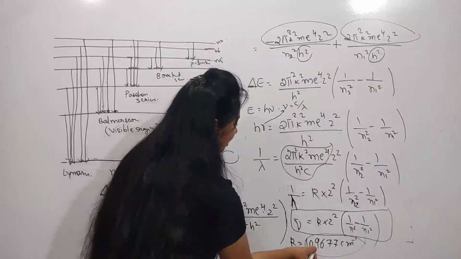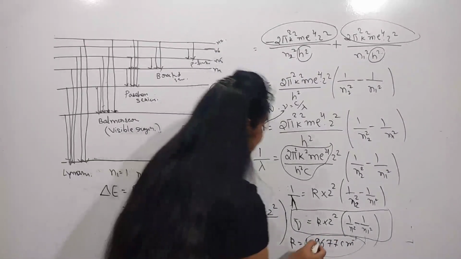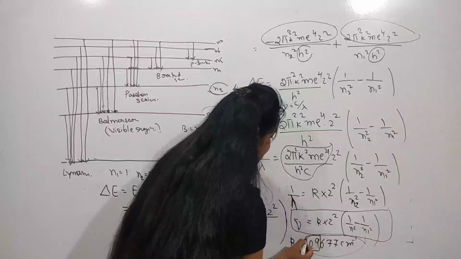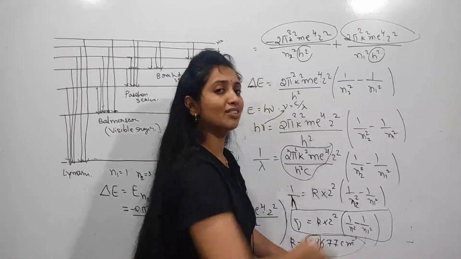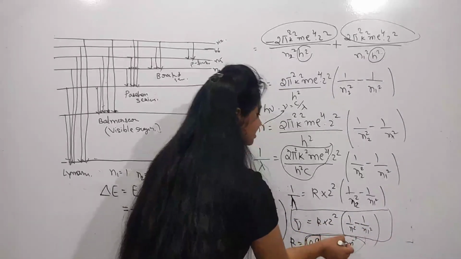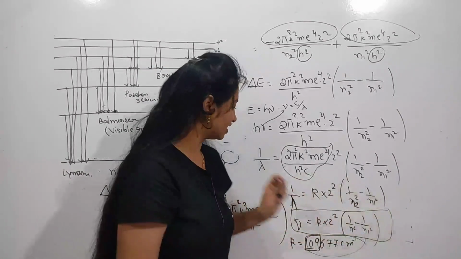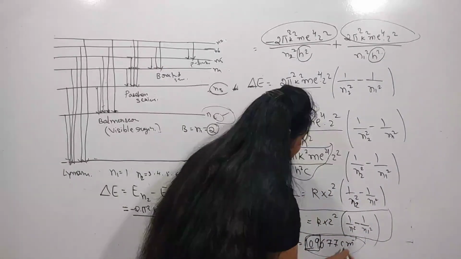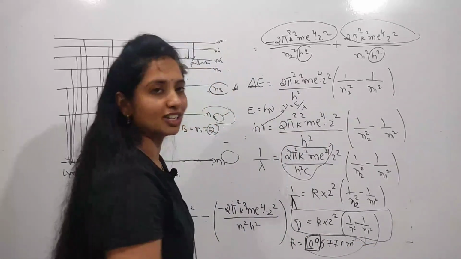It is very easy to remember. See here, 10, one step backward, 9, and then these 3 digits: 10, 9, and next take a 6, one step forward, 7, 7. So 10, 9, 6, 7, 7. This is very easy to remember. It is our Rydberg constant.